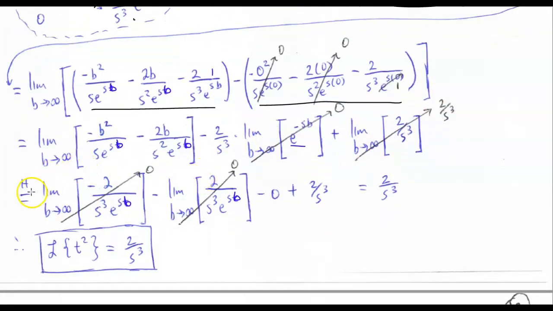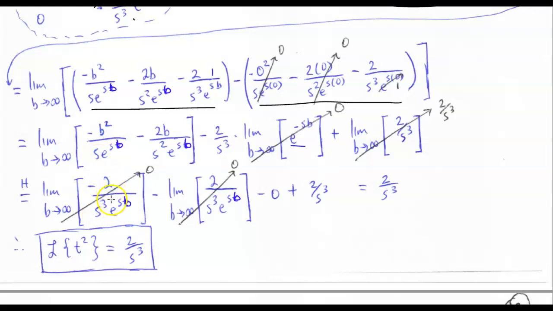Now, after that, we'll apply L'Hopital's rule. For this first term here, we would actually have to apply it twice. The first time we do it, we'll just get 2b, and the second time we would just get 2. So that's where we get the 2 here. And of course, that means I would also have to take the derivative of the denominator twice here. The first time I do it, it'll be s squared e raised to the sb. The next time will be another s being multiplied, so it'll be s cubed e raised to the sb.